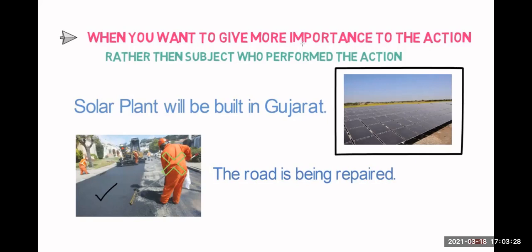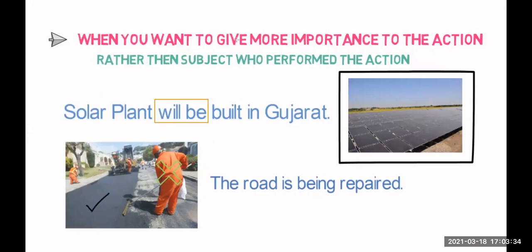What is the tense? Future. Future simple, right? So here we have the future simple of the verb to be, and the verb is in the past participle form. What about the next sentence? The road is being repaired. What is the tense here? Present continuous. Present continuous. We have the verb to be here in the present continuous. Okay? And the other verb is in the past participle. Okay? So as you can see, we can use any of the tenses to talk in the passive voice. Okay?